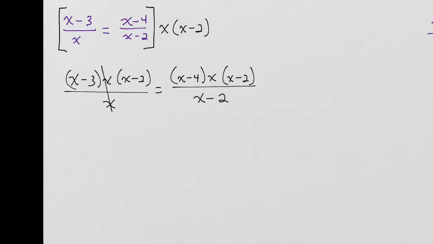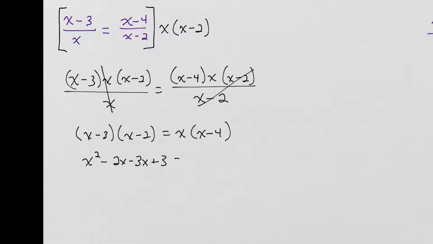So on the left side, the x's go away. And on the right side, I lose the x minus 2's. And now to solve this, I'm going to have to multiply everything out first. So on the left side, I get x squared minus 2x minus 3x plus 3. And on the right side, I get x squared minus 4x. Now this is a quadratic equation, at least what it looks like. So my first thought would be to bring everything over to one side.